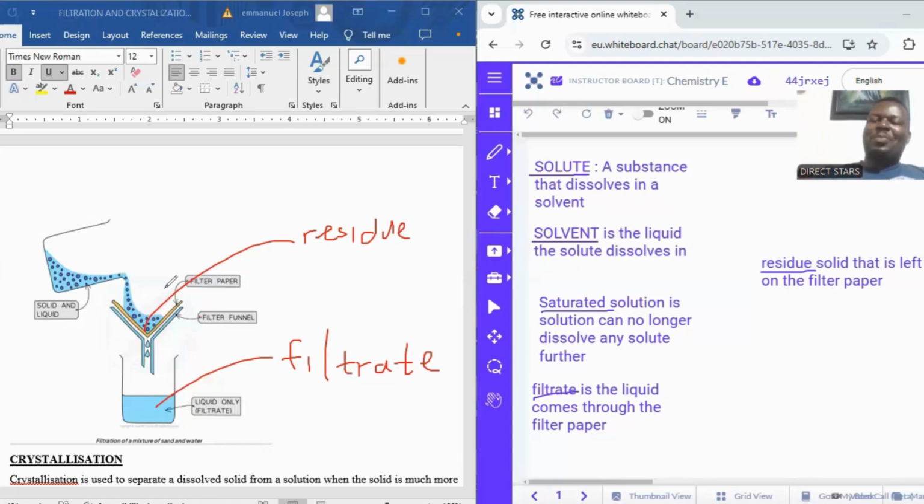So we'll stop here today, and we'll meet next time. I'm going to talk about crystallization. I know you'll be wondering, now that we've talked about a mixture containing insoluble solid and liquid, what about mixtures that contain soluble solid and liquid?